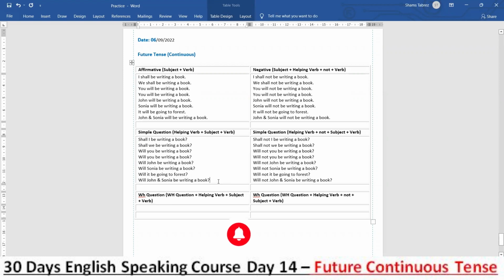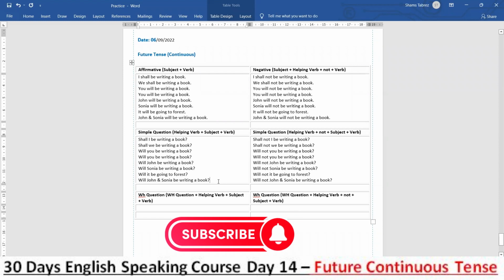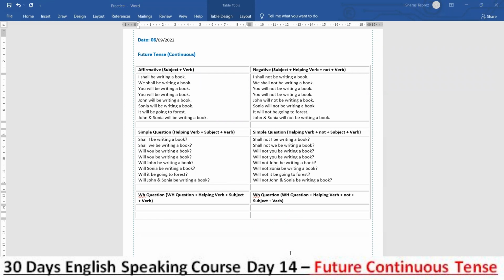Will John and Sonia be writing a book? क्या जॉन एंड सोनिया बुक लिख रहे होंगे? Perfect. Answer? Yes, they will be writing a book. Perfect. Yes, because instead of nouns, you can use pronoun. Since it is plural, that's why you are using they. Perfect. Right? This is how you need to make sentences. So answer to your simple question may be affirmative or negative. Thank you.